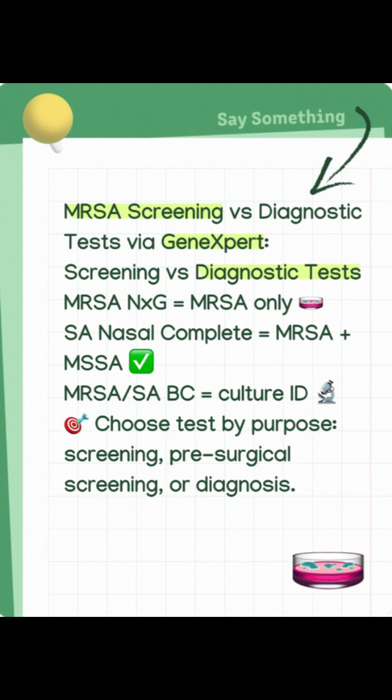So the surgeons, before they take anyone to theater, they'd like to know what's your status. Are you colonized or not? Are you colonized with stuff that's resistant or sensitive? So it informs their targeted intervention. So to answer that question, SA Nasal Complete is ideal for preoperative screening, whereas MRSA NxG is ideal for surveillance, when you are doing surveillance in the ward and you want to know who has MRSA, who doesn't, so that you can see who's isolated, who needs cohorting, who needs targeted contact precaution, and to inform antimicrobial stewardship as well.